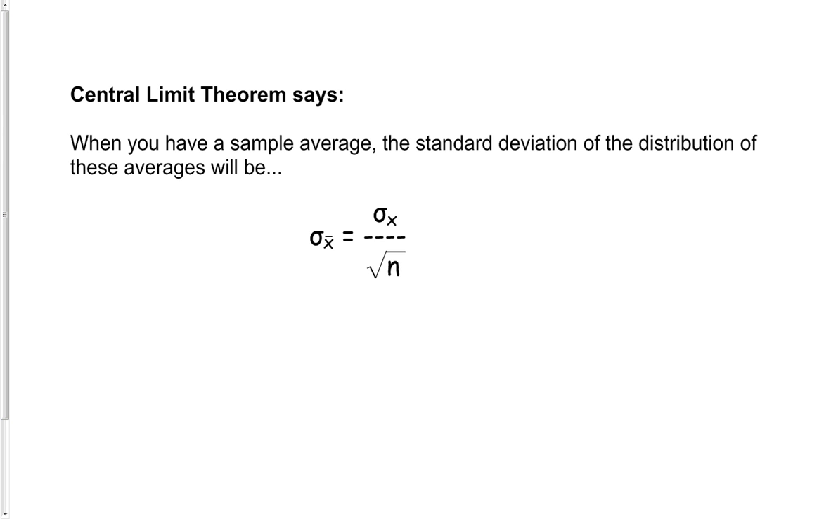So what you'll do is take your original standard deviation that they give you and divide it by the square root of n, and n is your sample size. So you divide it by the square root of your sample size to get the standard deviation of the mean, or x bar. It's easiest to learn this through example.